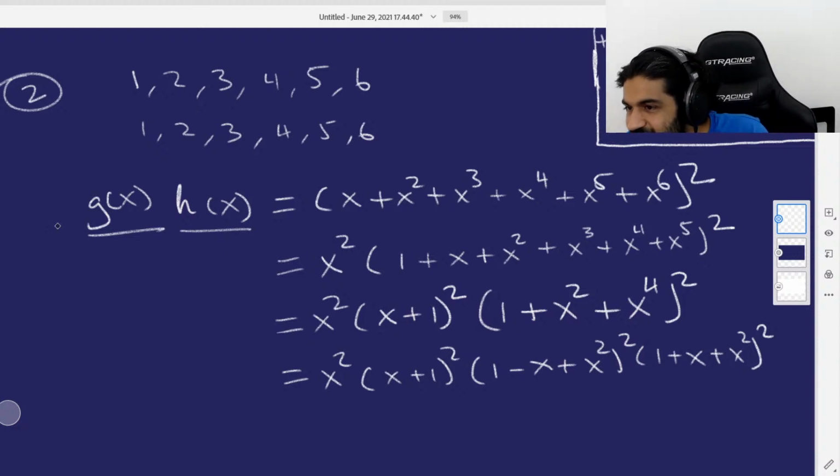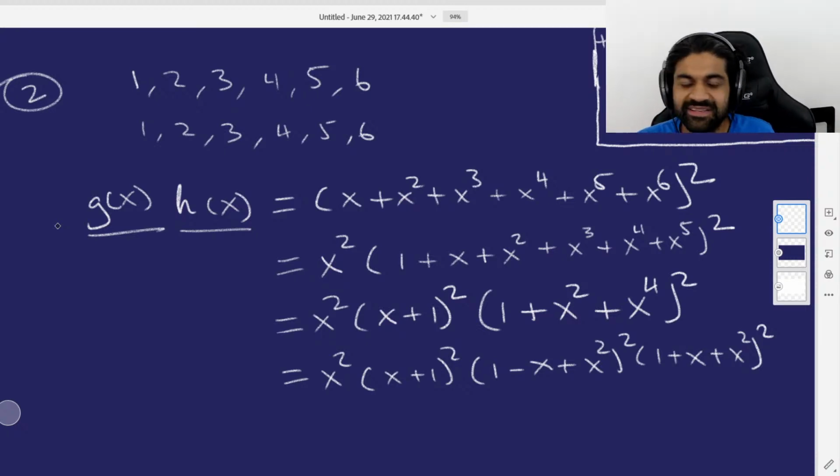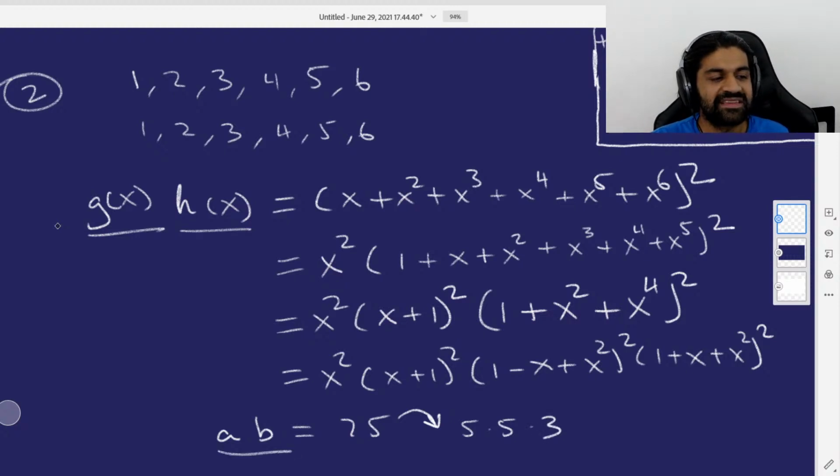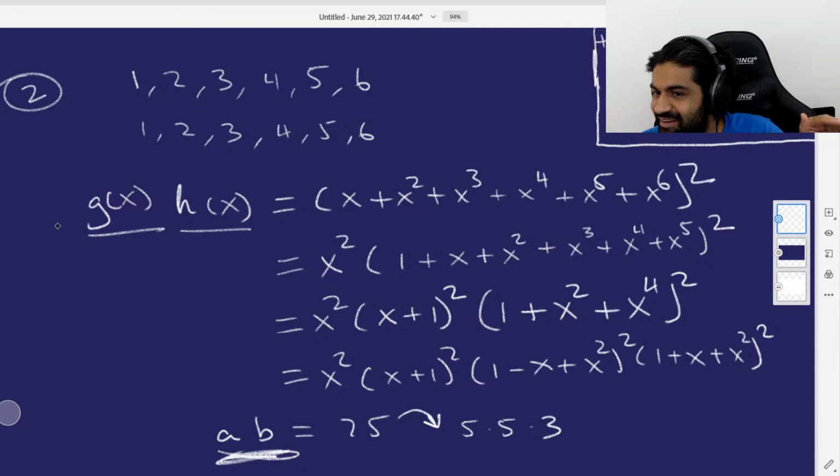Should we understand why we went this far? It's sort of like if I say to you that A times B equals, I don't know, 75. Then what you do is you rewrite 75 as 5 times 5 times 3. And then, to think about what the possibilities for A and B are, you think about which one got the 5s and which one got the 3s. And so that's exactly what I'm doing here.